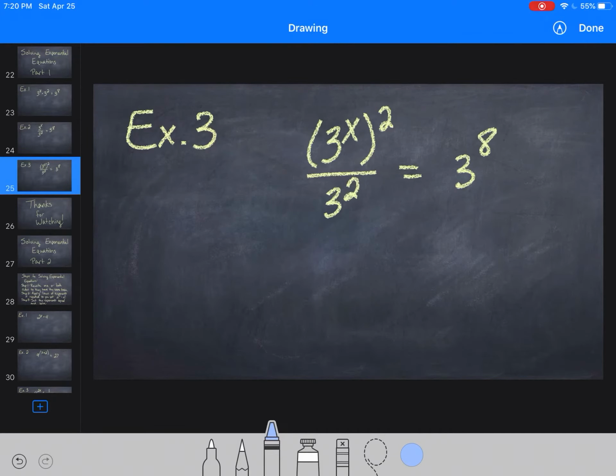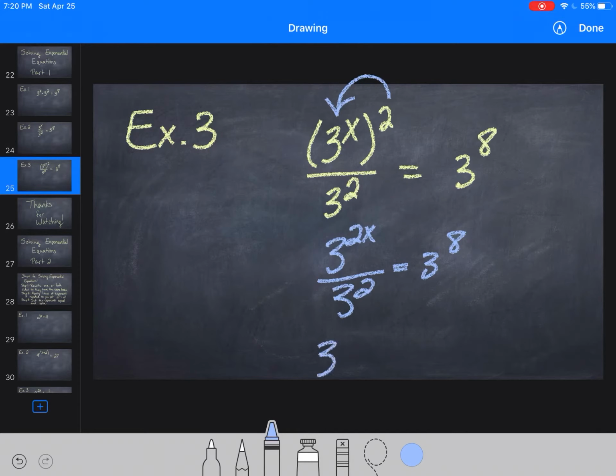On example 3, if I have parentheses 3 to the x close parentheses squared, all divided by 3 squared is equal to 3 to the 8th, what I would do is I would apply my exponent rules to my numerator. I have this 2 that I can apply to my base of 3, but since it already has an exponent on it, I'm going to go ahead and multiply my exponents. I end up with 3 to the 2x all over 3 squared, and it's equal to 3 to the 8th.